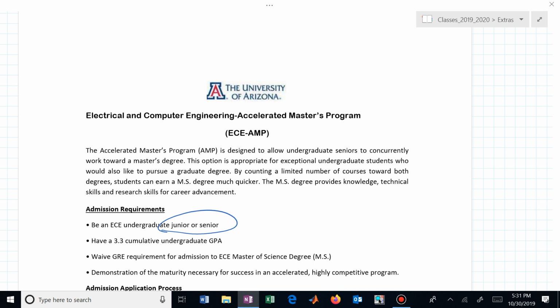Did that answer your question? So I don't have a clear-cut answer. It's going to depend on the class and what each faculty member decides they want to differentiate between the undergraduate and the graduate.